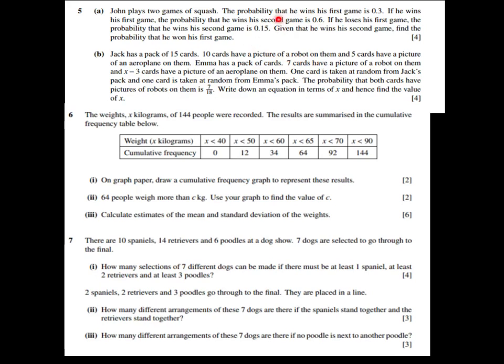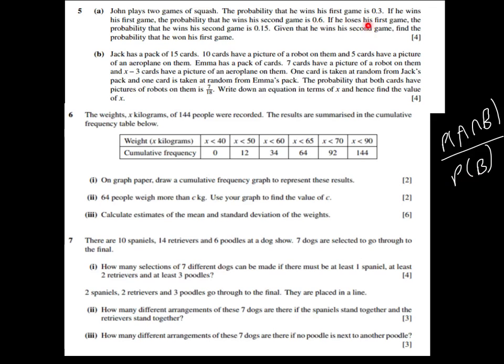So you're going to set up your tree, fill out all the values using the information they've told you here, and then this last sentence tells you what they actually want you to solve for, which is a conditional probability. So given that he wins the second game, find the probability that he won his first game. So you have to remind yourself that you're looking at the probability of A and B over the probability of B for that one.